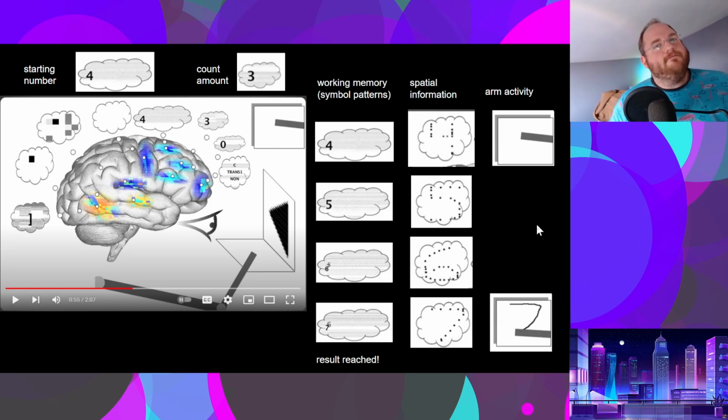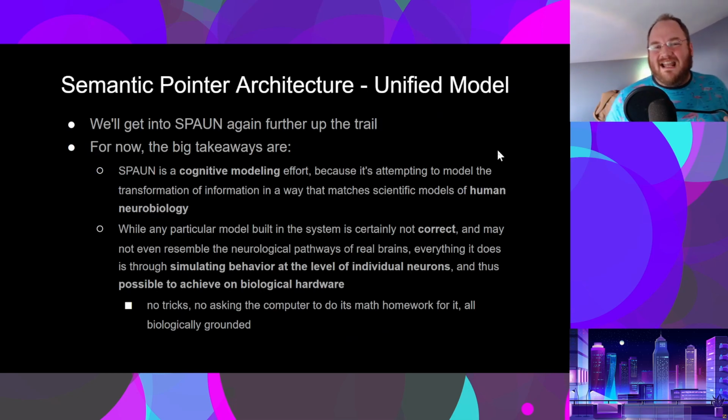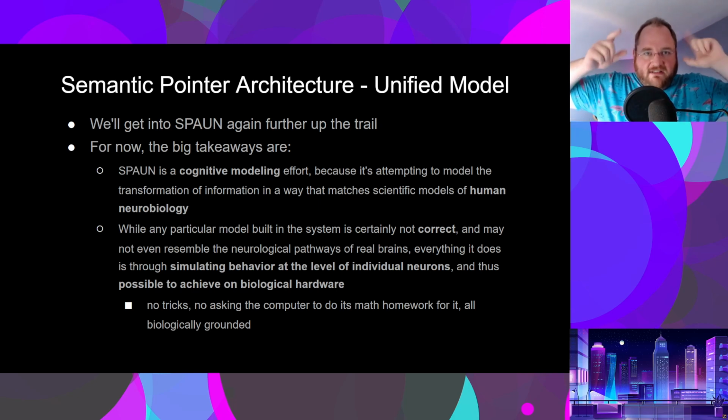So that's the idea. This is Spawn doing this thing. Now, how all this happens, we'll talk about it later. In fact, that's kind of the idea. We'll get into Spawn again later, but I just wanted to give you this background on it. So, what's the takeaway? Spawn is this cognitive modeling effort because it's attempting to model transformation of information in a way that matches scientific models of human neurobiology. It also hopes to match models of cognitive, decision-making stuff, but it sort of lives at this lower level.